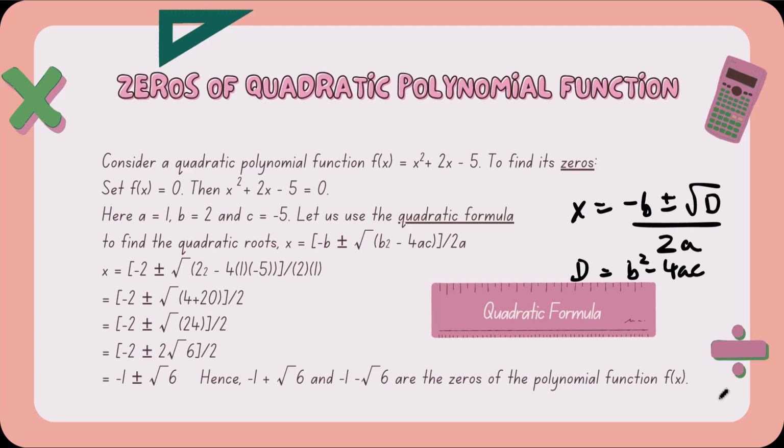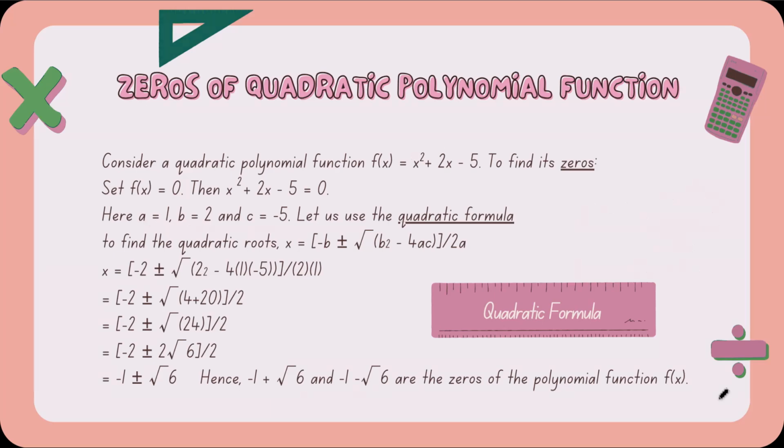What is a? a is 1. What is b? b is 2, right? What is c? c is minus 5. Be careful with the signs, okay? So a is 1, b is 2, and c is minus 5. Substitute these values in the formula and you'll get the answer minus 1 plus minus root 6. So minus 1 plus root 6 is one of the zeros. The other zero will be minus 1 minus root 6. So these are the zeros of the polynomial function. When you're not able to do splitting the middle term, you can use this. Otherwise use splitting the middle term, okay?